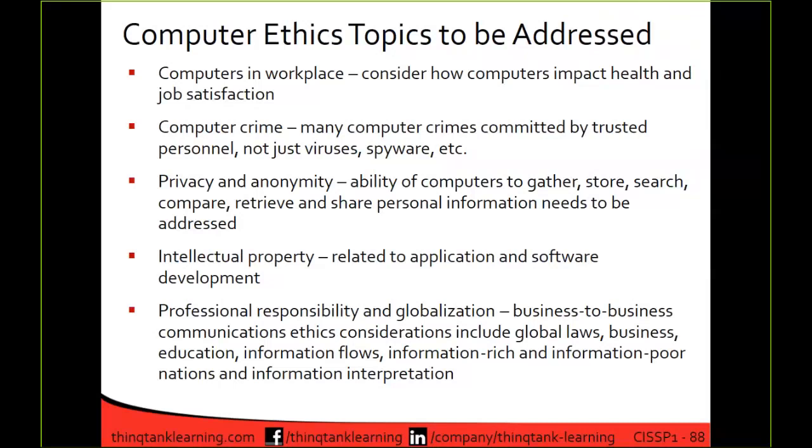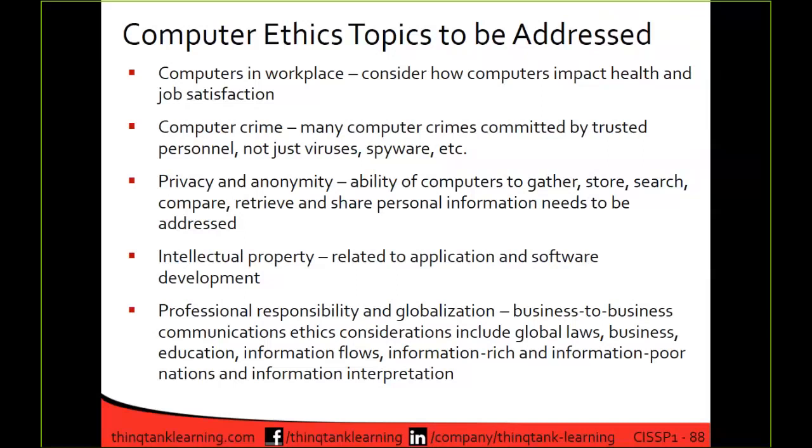Computer crime, of course, that's a very basic concept. A lot of computer crimes committed by trusted personnel, whether it's espionage, just simple theft of intellectual property driven by greed, whatever it might be. You have to ensure privacy and anonymity. Computers have an innate ability to store information, distribute information, gather information. So the ability for those computers to share that personal information needs to be addressed. Intellectual property needs to be protected.